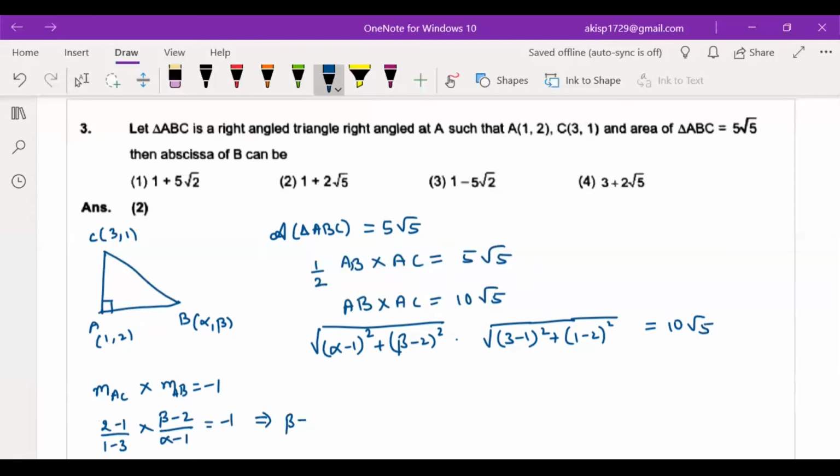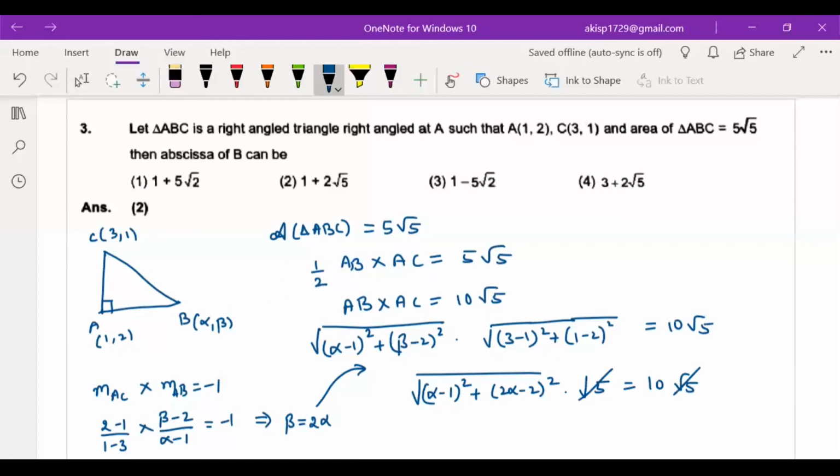Now I can substitute this beta into this expression, and I'll get an expression in alpha. So if I substitute beta in this, what I have is the root of alpha minus 1 square plus 2 alpha minus 2 whole square, into this quantity. The 1/2 is also there. We have taken care of that 1/2. Into this, that is 3 minus 1 square, that is 4, plus 1, root 5, is equal to 10 root 5. So you can see this root 5 will cancel off and we will get this expression equals this.